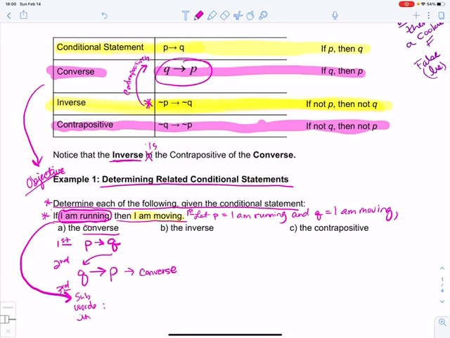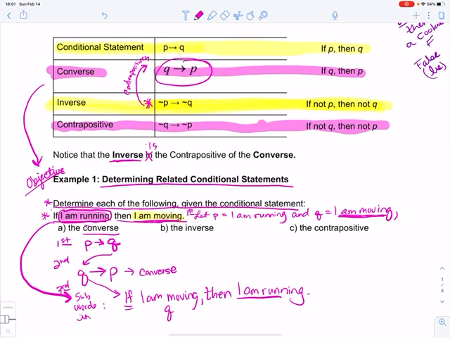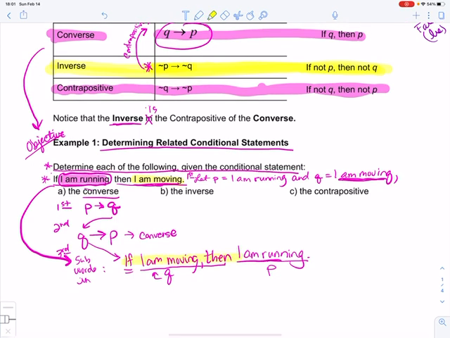So this becomes, if Q is first and Q is I am moving, right here, we say if I am moving, because we have to put the if, then hit pause and see if you can tell me what comes after that. If you said I am running, that would be a correct statement. So that's the converse. This is the Q term right here. This is Q, and this is P, and you just flipped them. So this would be your final answer, and they will ask you to do that on my math lab.